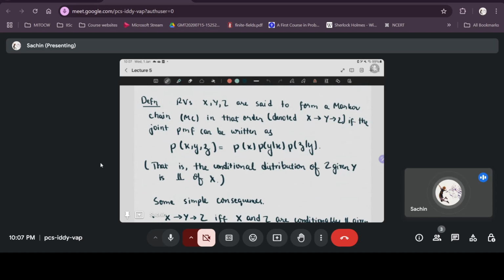If the joint PMF p(x, y, z) can be written as p(x) times p(y given x) times p(z given y). So usually the third term p(z given y) should have been p(z given x, y), but for a Markov chain, given Y, Z is independent of X.